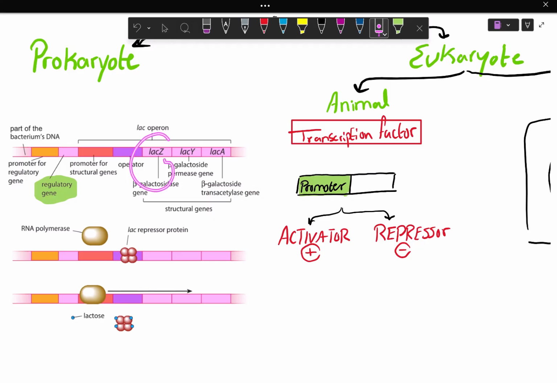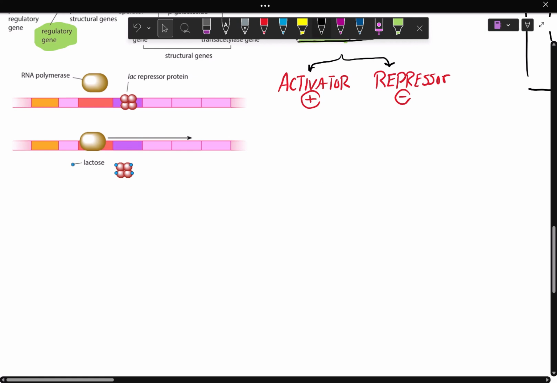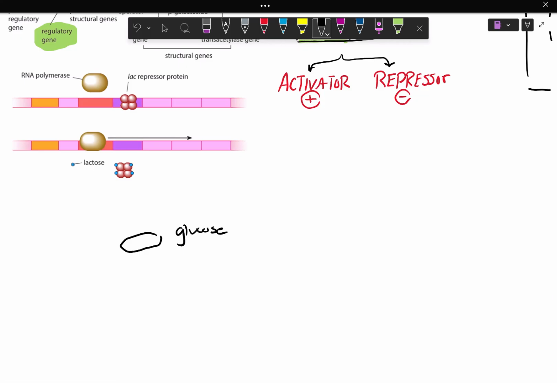Okay, we have the lac Z gene, the lac Y gene, and the lac A gene. You should know them in order. And you should know that before them there is the promoter for the structural genes and the operator. A little thing we should know about bacteria is that bacteria prefer glucose for respiration, because it's easier, no need to break it down.